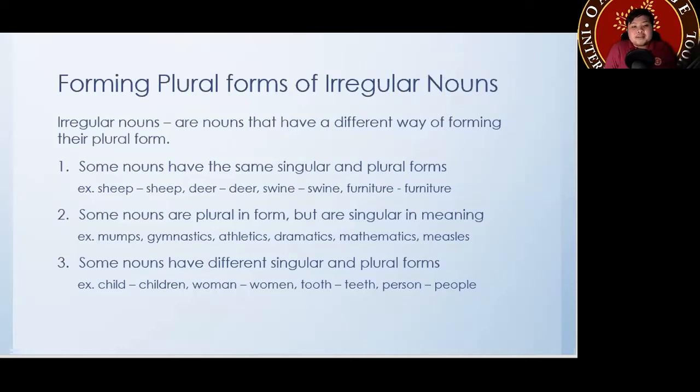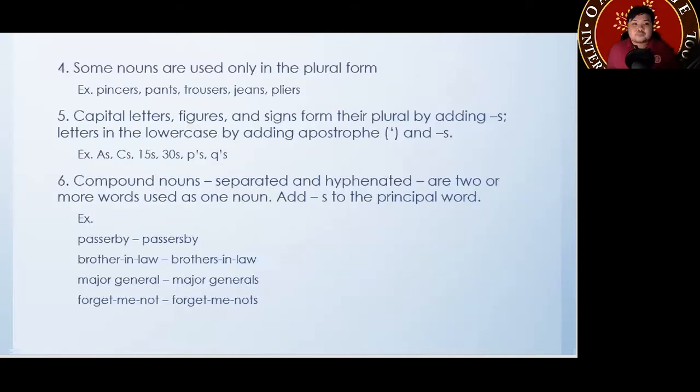Number 3, some nouns have different singular and plural forms. Example, child becomes children, woman becomes women, tooth becomes teeth, person becomes people. These are different examples of irregular nouns. Number 4, some nouns are used only in plural form, so they have no singular form. Example, pincers, the claws of crabs. Pants, trousers, jeans, pliers. They are already in plural form and cannot be singular. You can't say jean. What's a pant? No. You consider them plural all the way.